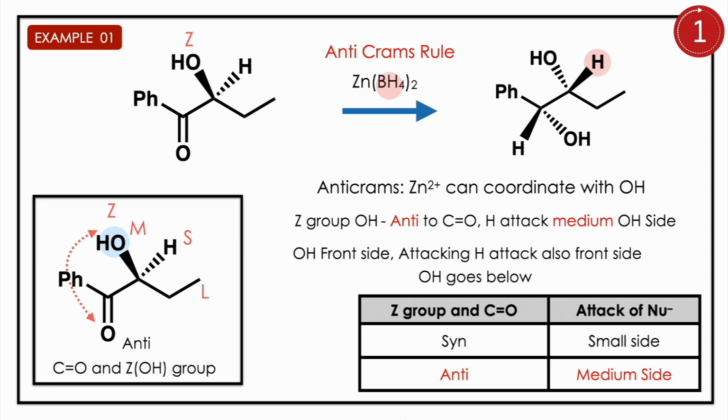So let us apply the table. If it is anti, it means medium side attack. Here the medium group is OH, which is above the plane. The nucleophile is hydrogen, which will also attack above the plane. So the attack happens: OH comes below, hydrogen comes above. That is the final product. The concept you have to learn here is to always master the relationship between carbonyl and Z group.